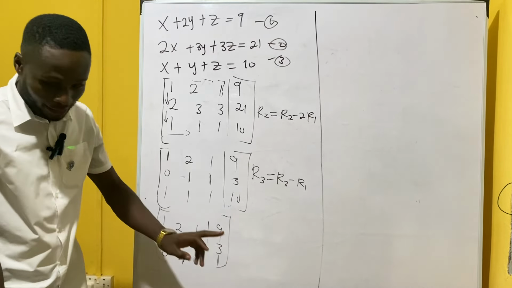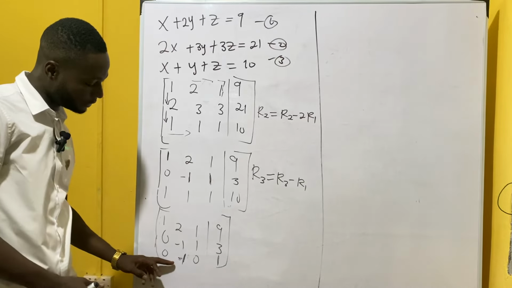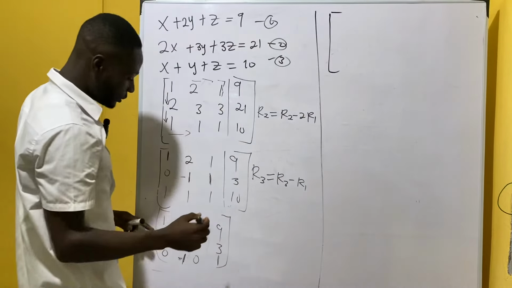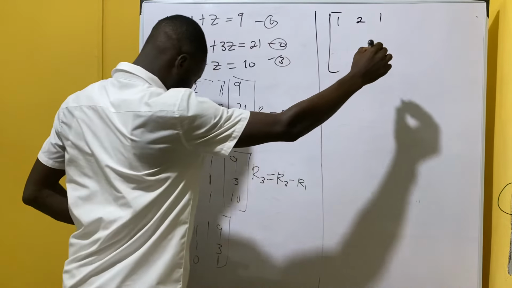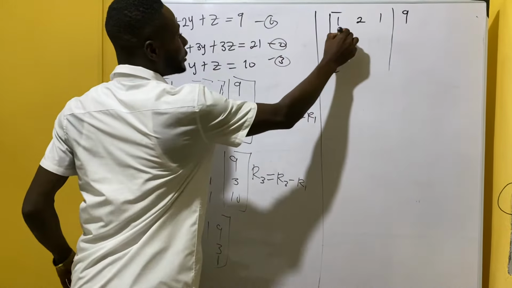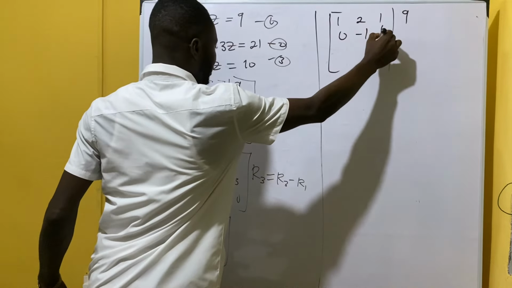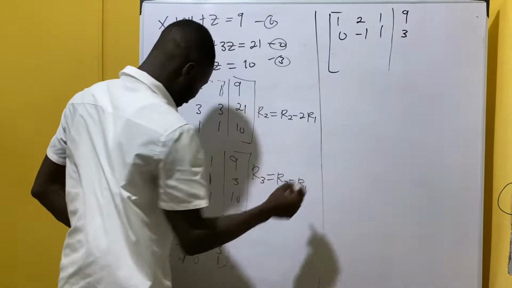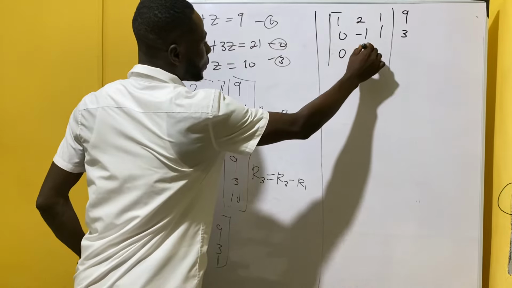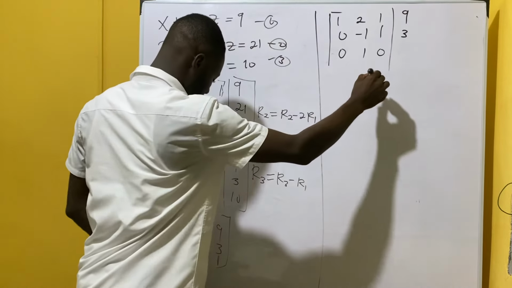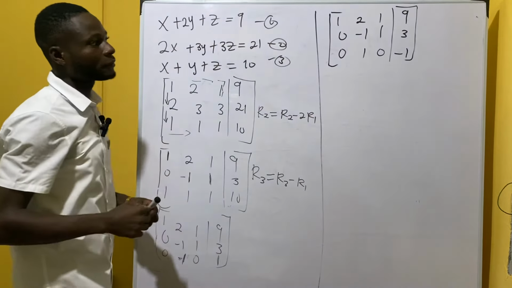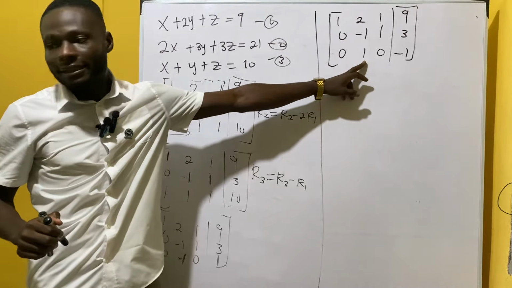So we multiply through by negative 1, right? So when we multiply row 3 by negative 1, then we are going to have 1, 2, 1, 9, 0, neg 1, 1, 3. Then we multiply the row 3 by negative 1. So we have 0, 0, 1, 0, neg 1, right? Now, we want to eliminate this particular one.